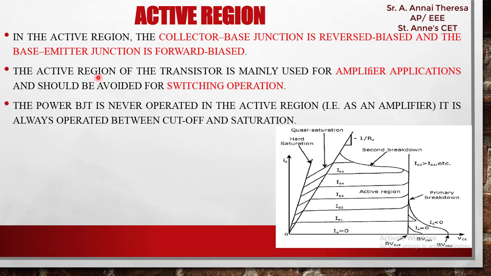The active region of the transistor is mainly used for amplifier applications, and this region should be avoided for switching operation. The power BJT is never operated in this active region, that is as an amplifier. It is always operated between cutoff region and saturation region.